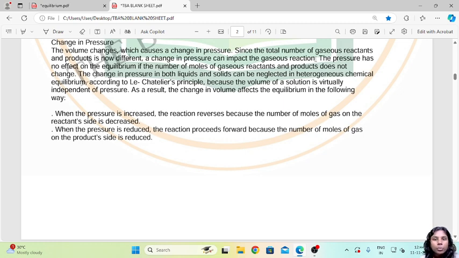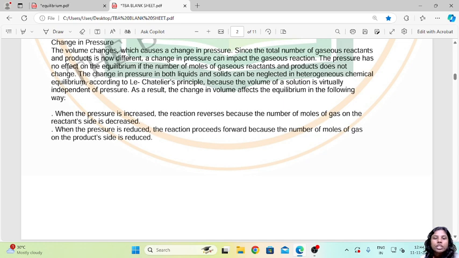Since the total number of gaseous reactants and products is different, a change in pressure can impact gaseous reactions. The pressure has no effect on the equilibrium if the number of moles of gaseous reactants and products does not change. The change in pressure in both liquids and solids can be neglected in terms of heterogeneous chemical equilibrium by Le Chatelier's principle. Why? Because the volume of a solution is virtually independent of pressure.